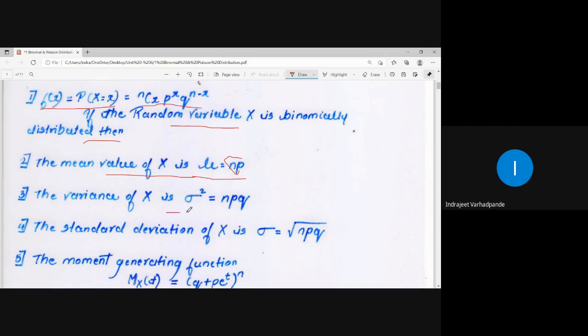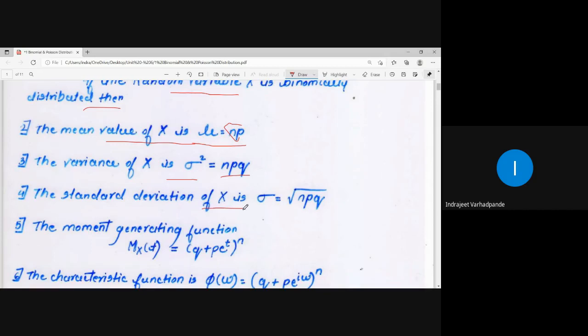How is variance given? Variance is sigma square. Sigma square is given by npq, the product of number of trials, probability of success and probability of failure. The variance of x, sigma square, is equal to npq. The standard deviation of x, we know, is nothing but the positive square root of variance. So the standard deviation of x is sigma, which is under root of npq. Whatever is the variance, that is sigma square, the positive square root of that is your standard deviation.